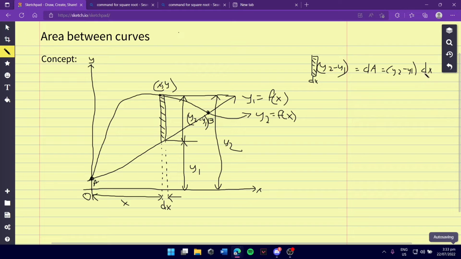So next, integrating both sides, area here will equal the integral of y2 minus y1 times dx from, since this is A, our point, if we have 2 points, our limits will become A to B. So now, this is your formula for finding area between curves.